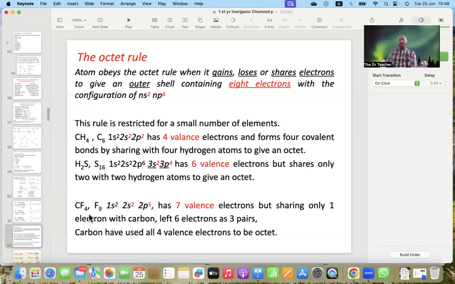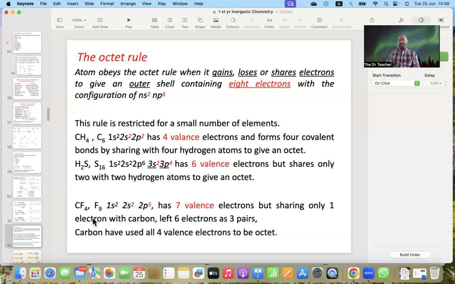Now, if you see CF4, why don't we give the molecule as CF3, CF2, or CF? Let's count and see if they obey the octet rule or not. Fluorine has 9 electrons: 1s2, 2s2, 2p5. In the outer shell, we have 7 electrons. So how many carbons do they need? We need only 1 carbon to give 1 electron.